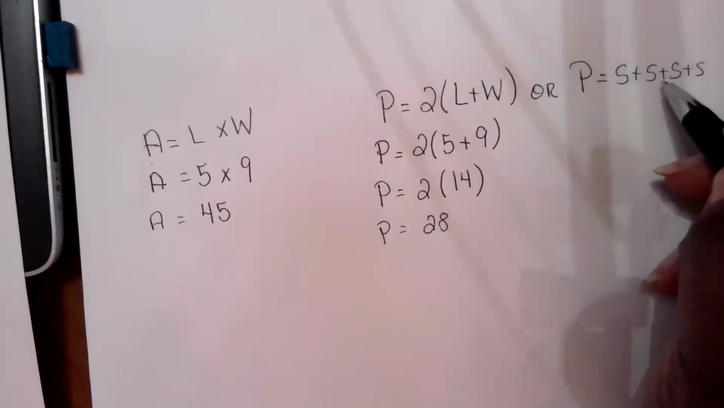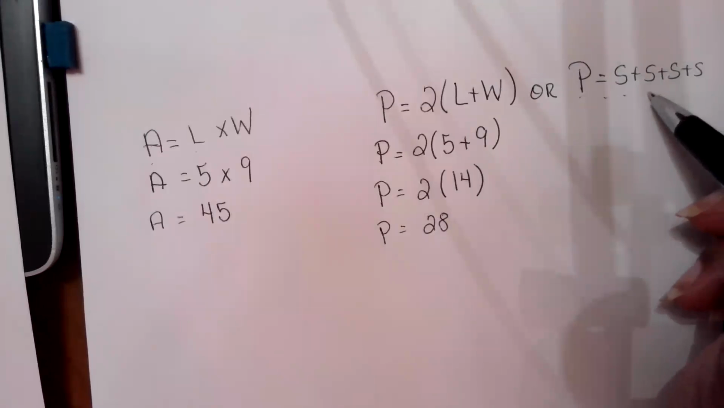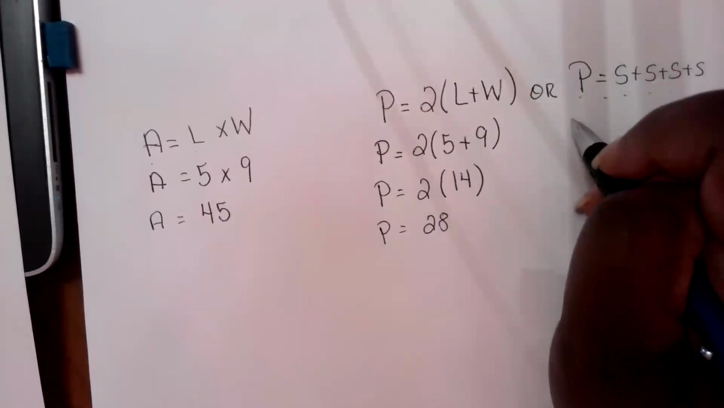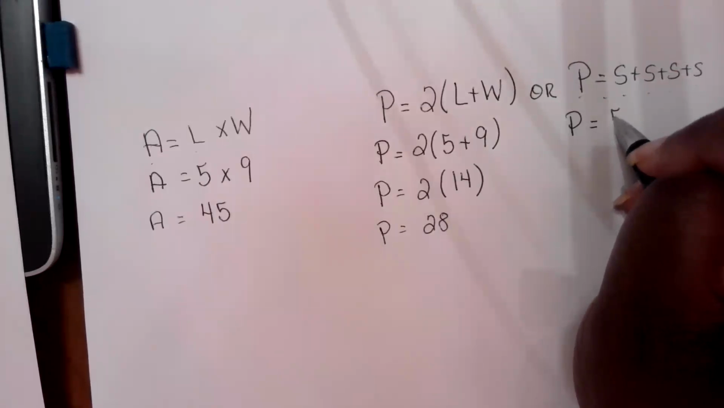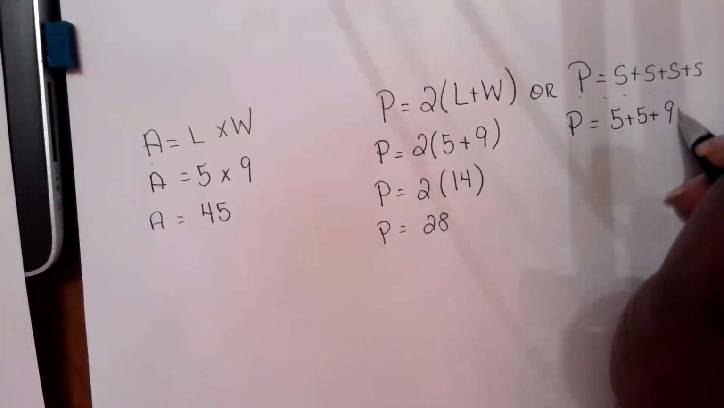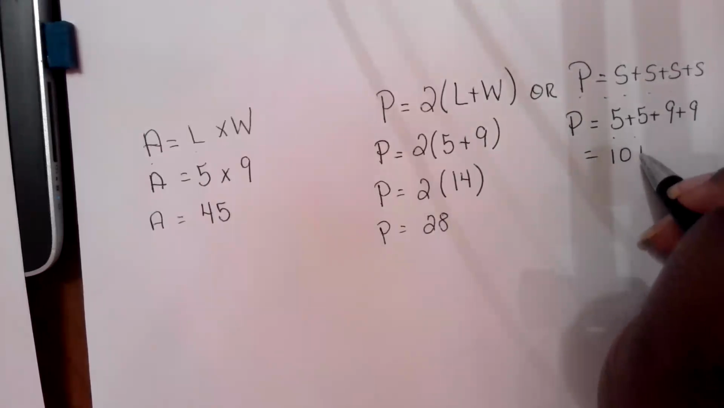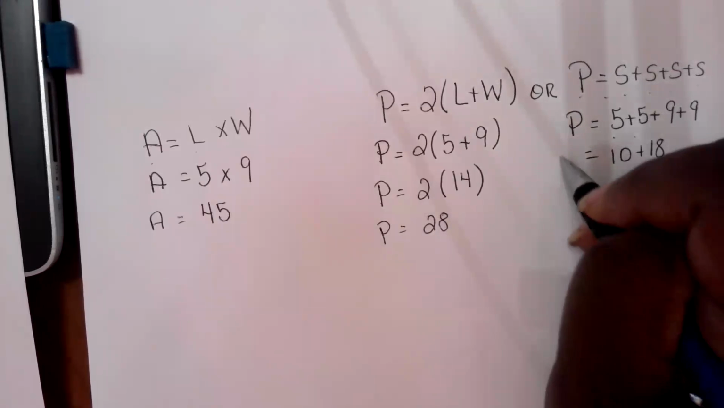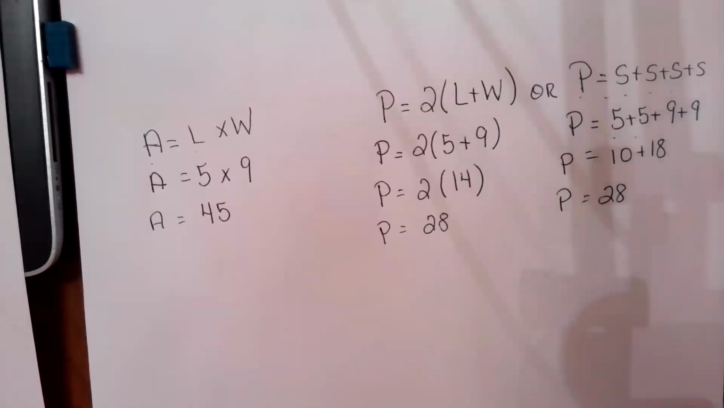So I got 28 as my perimeter there. But I can also work it out using the other formula, which is perimeter equals side plus side plus side plus side. Again, I don't know my perimeter, so I do know my length plus my width. And 5 plus 5 is 10. 9 plus 9 is 18. And so my perimeter is 28. So the answer didn't change regardless of which formula I use.